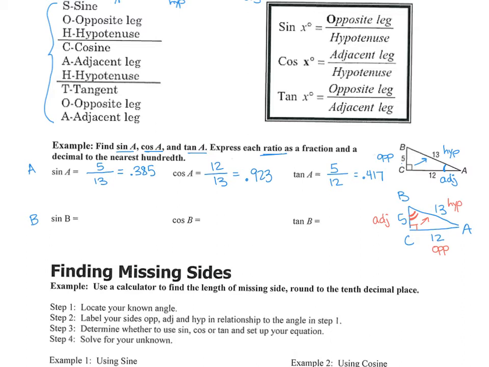So pause this video for a moment and write your fraction ratios for sine B, cosine B, and tangent B. Use your calculator to get the decimal, and then come back to check your answer.